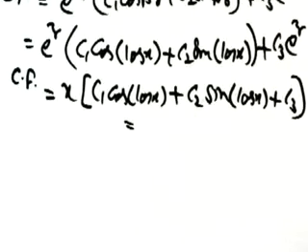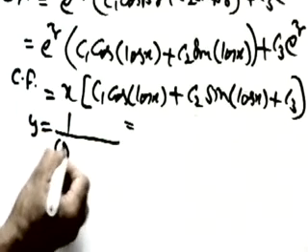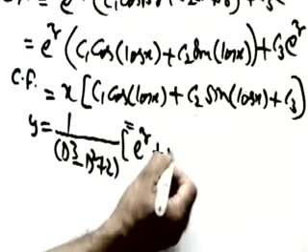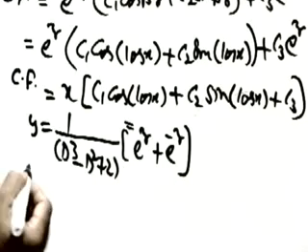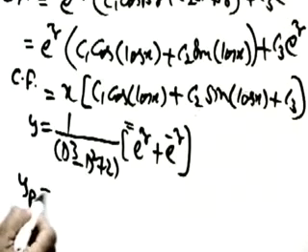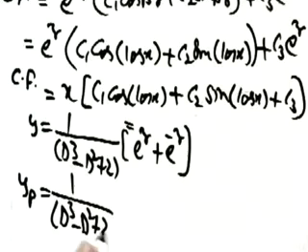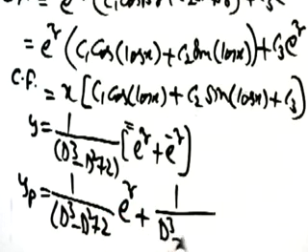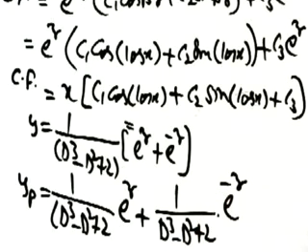Now for the particular integral, let me bring e power z, e power minus z. So for the particular integral we bring D to the other side, so I'm writing like this: 1 divided by D cube minus D square plus 2 into e power z plus e power minus z. Now you separate this, so you will get yp equals 1 divided by D cube minus D square plus 2 into e power z plus 1 divided by D cube minus D square plus 2 into e power minus z.